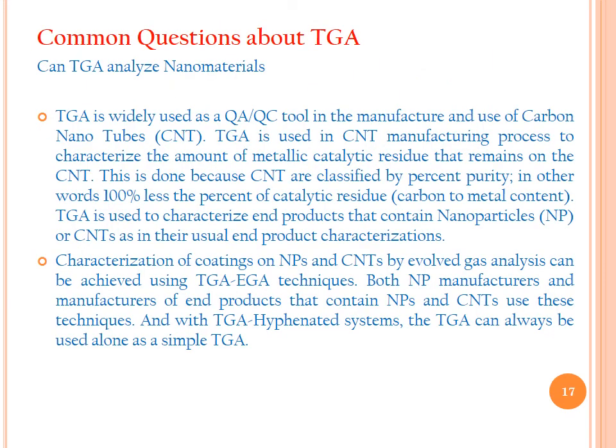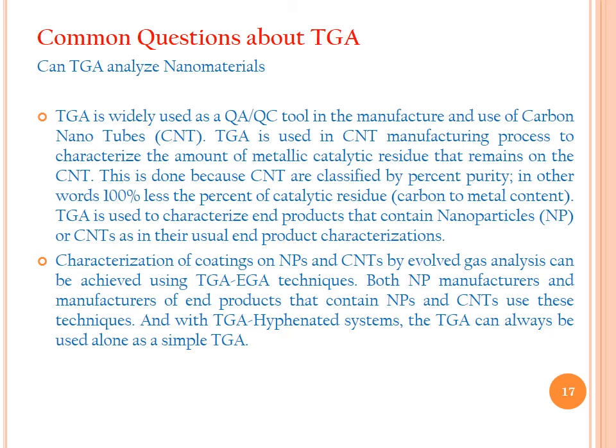The other question is, can TGA analyze nanomaterials? TGA is widely used as a QA QC tool in the manufacture and use of carbon nanotubes, CNT. TGA is used in the CNT manufacturing process to characterize the amount of metallic catalytic residue that remains on the CNT. This is done because CNTs are classified by percent purity, in other words, 100% less the percent of catalytic residue, meaning the carbon to metal content.